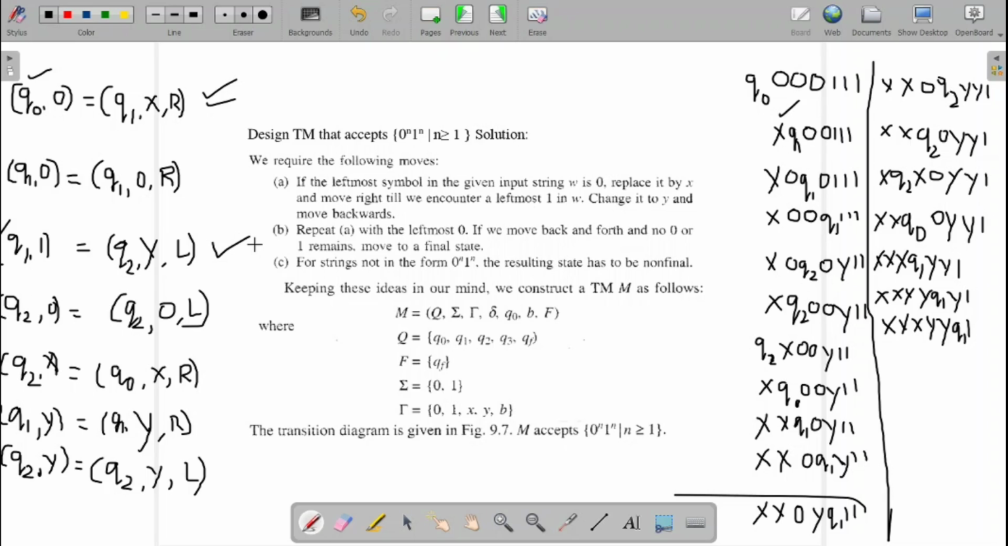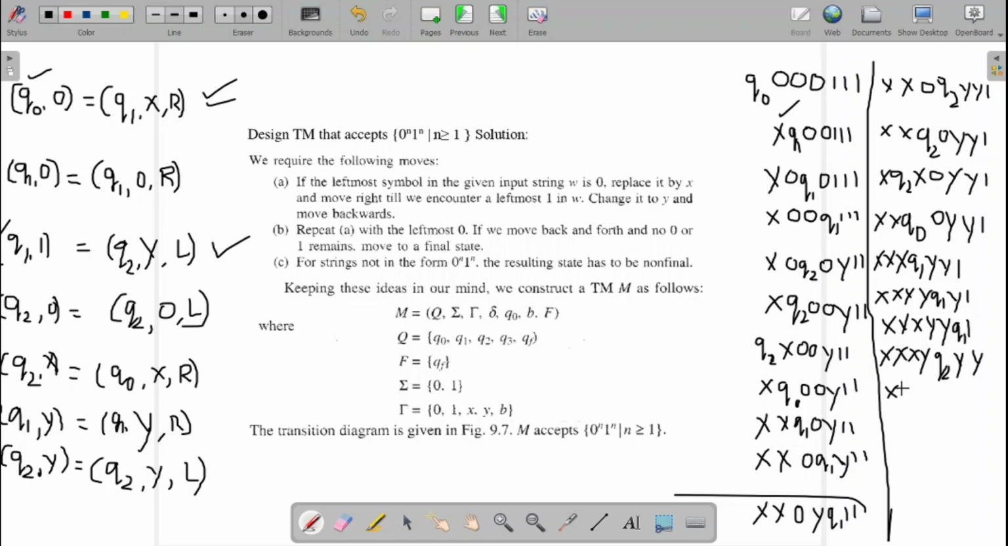Change the state to Q2, replace 1 with a Y, and I need to have the left movement. That is X, X, X, Y, Q2, Y. This 1 is replaced with the Y. Now Q2 on Y. What to do? I need to have the left movement.